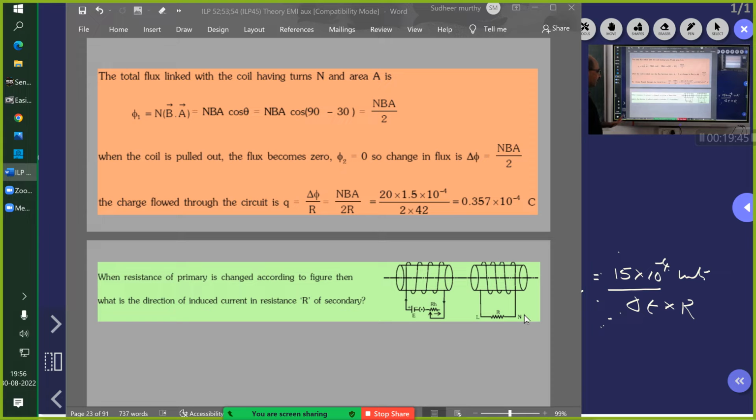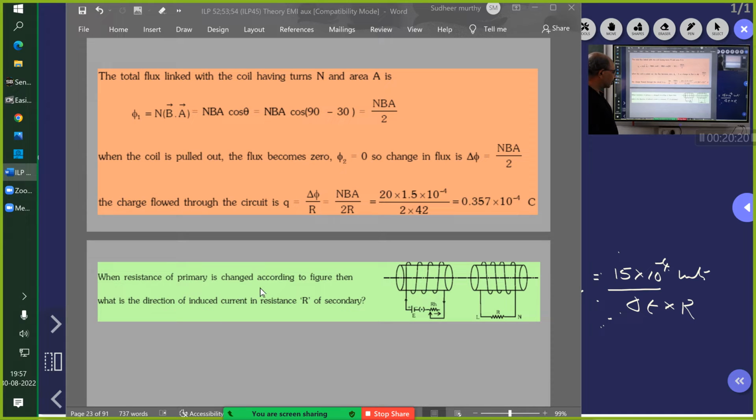When the resistance of the primary is changed according to the figure, what is the induced current in the resistance R in the secondary? Now here there is a rheostat. Can you see the rheostat here? The voltage E is fixed, and by moving this arrow you are able to change the resistance. If you change the resistance, you change the current here. I suppose all of you know this.